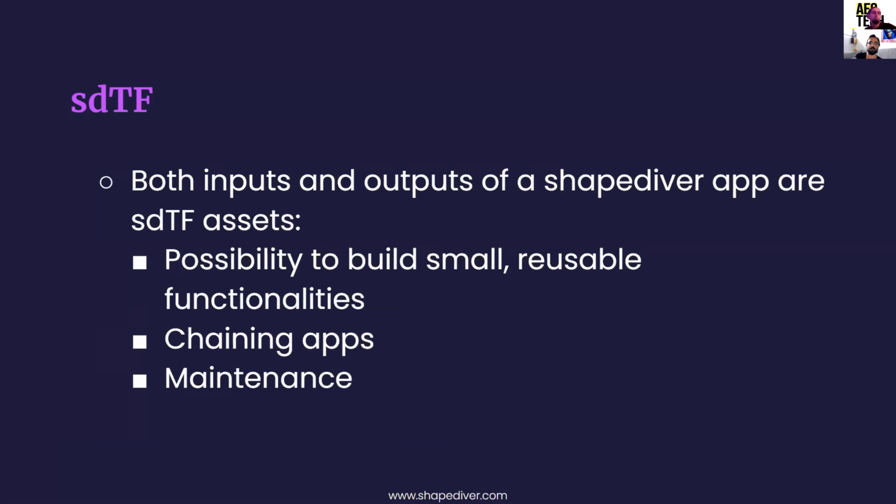So that makes it now very efficient to build, instead of building really huge tools with a single purpose, small and reusable functionalities across projects, across teams, and to chain them together, right? So really, the output of one app can be mapped in a very simple way to the inputs of the next.